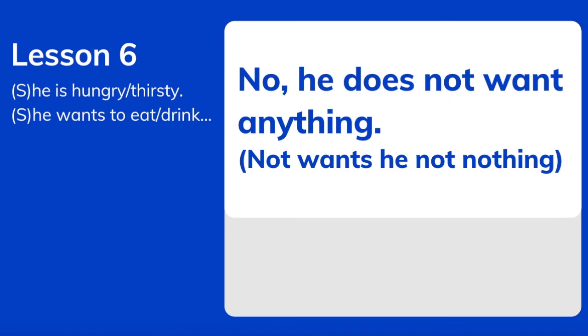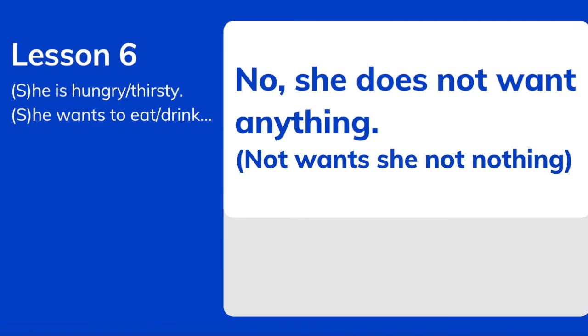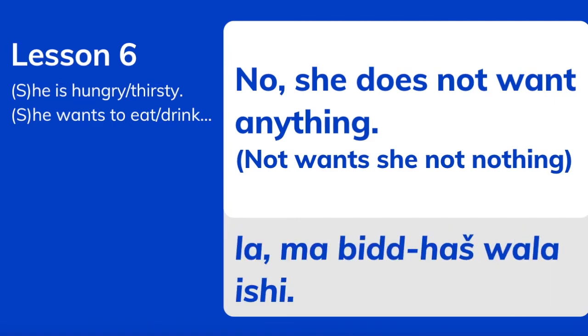So how would we say, no, he does not want anything? La mabidosh wala ishi. Now notice that wala ishi means nothing. So unlike English, we use a double negative here. No, he does not want nothing. That's how we would say it in Palestinian Arabic. La mabidosh wala ishi. No, she does not want anything. La mabidhash wala ishi.